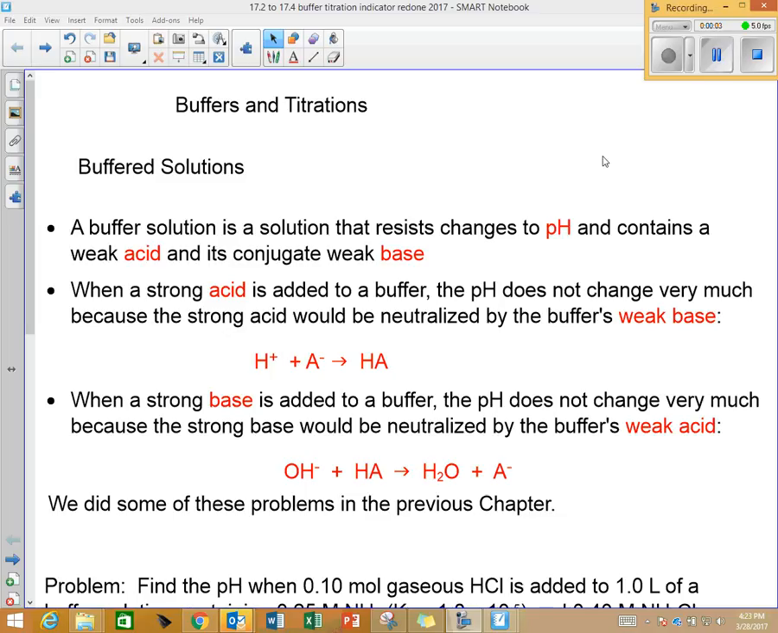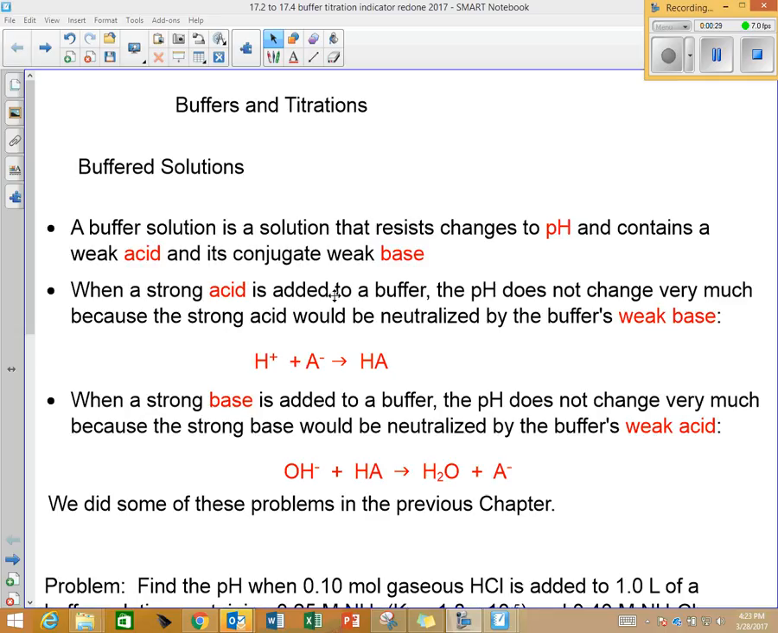So in this video, we are going to learn about buffers, acid-base buffers, as well as acid-base titrations and different types. Now, buffered solutions we started learning about in the last chapter. A buffer is a solution that resists changes to pH and contains a weak acid and its conjugate weak base. I'm not going to read all of this. You're going to look through this and read it. Most of it is in your notes.